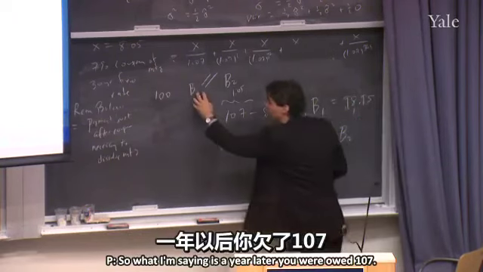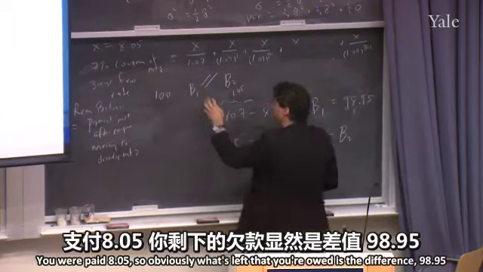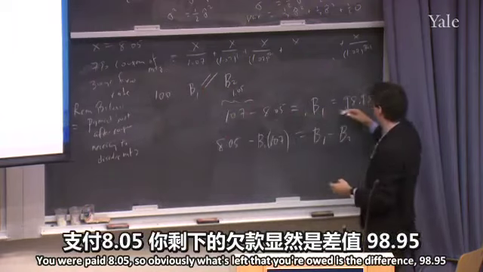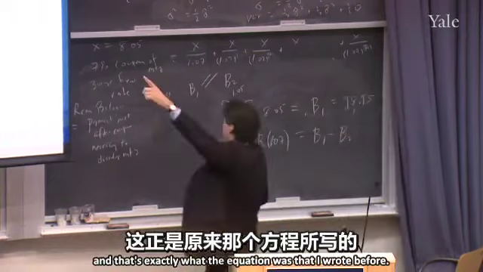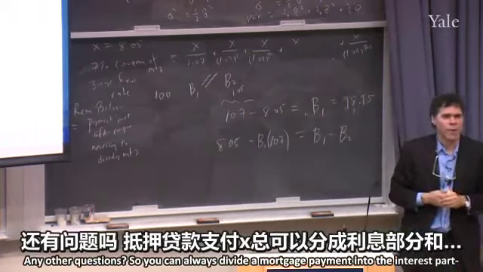Okay, so what I'm saying is a year later, you were owed 107, you were paid 8.05, so obviously what's left that you're owed is the difference, 98.95, and that's exactly what the equation was that I wrote before. Okay, any other questions?